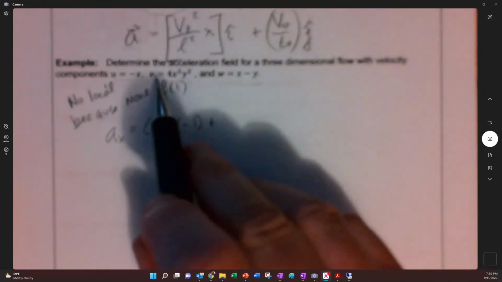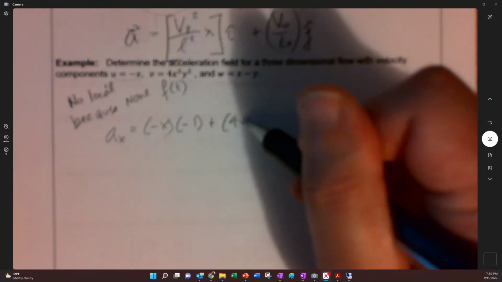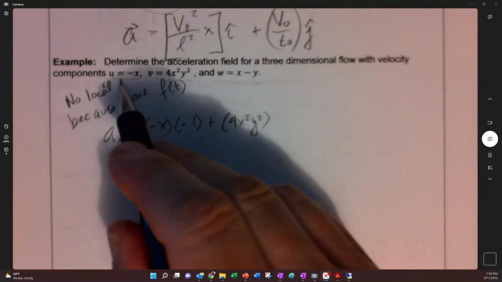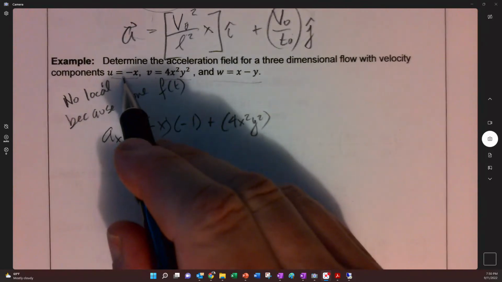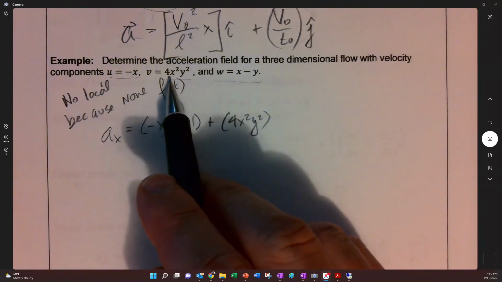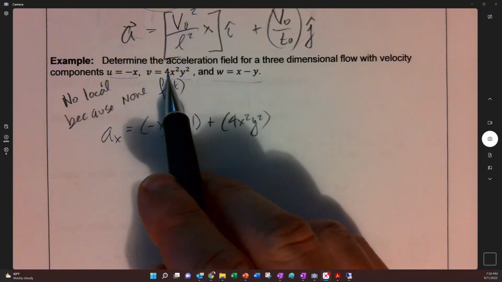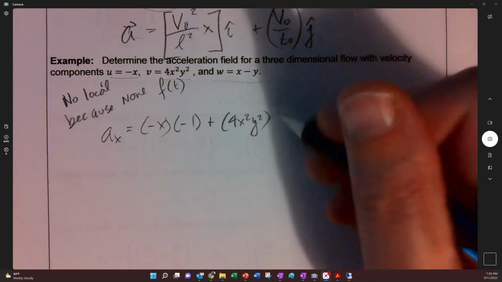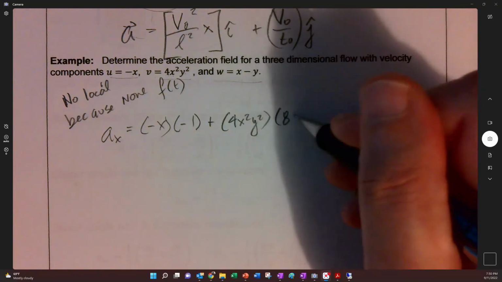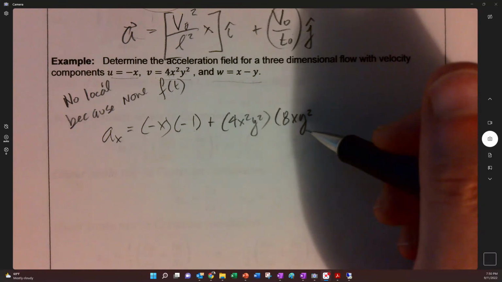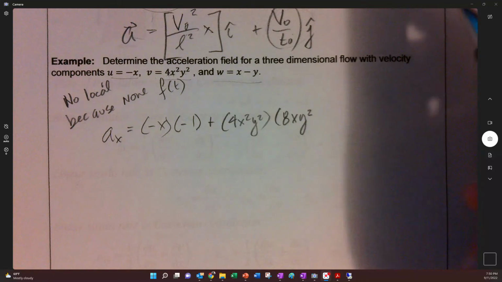Next, we're going to take v, so 4x squared y squared, and multiply it by del v del x, which is right here. We can see that's just going to be 2 times 4x times y squared, so it's going to be 8x y squared. Is that right? Oh, no, it's not.